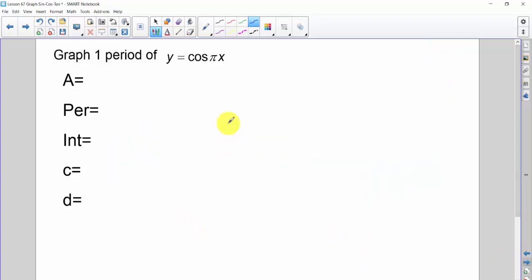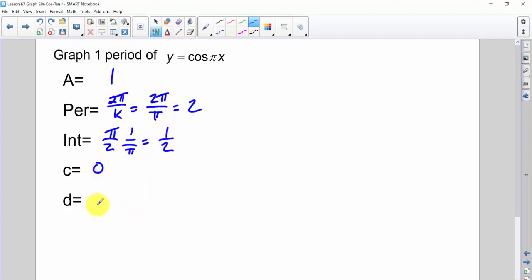If I want to graph y equals cosine of pi x, basically what we're doing is we're looking for the a value, which is 1. That doesn't change. The period is 2 pi over k, which is 2 pi over pi in this case, which is 2. My interval is normally pi over 2, but I'm dividing that by pi, or multiplying by 1 over pi. So my interval is a half. C and D are both 0.